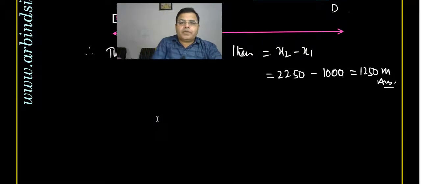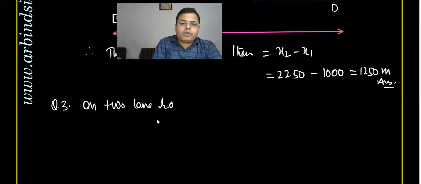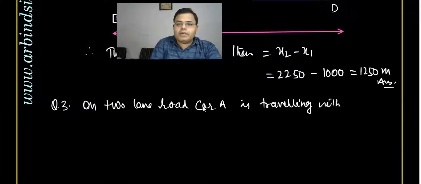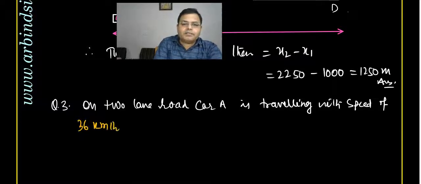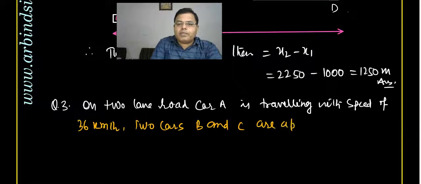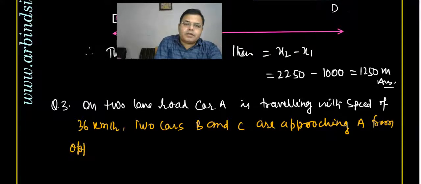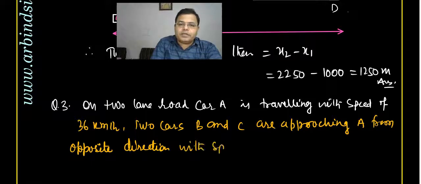Next question from this is, now question number 3. It is given that on a two lane road, car A is traveling with the speed of 36 kilometer per hour, right? Two cars B and C are approaching A from the opposite direction with a speed of 54 kilometer per hour each.